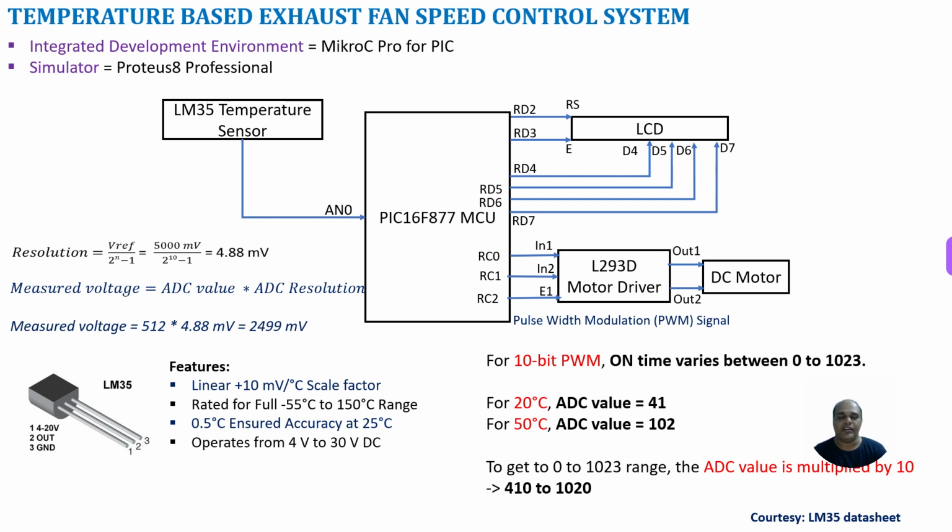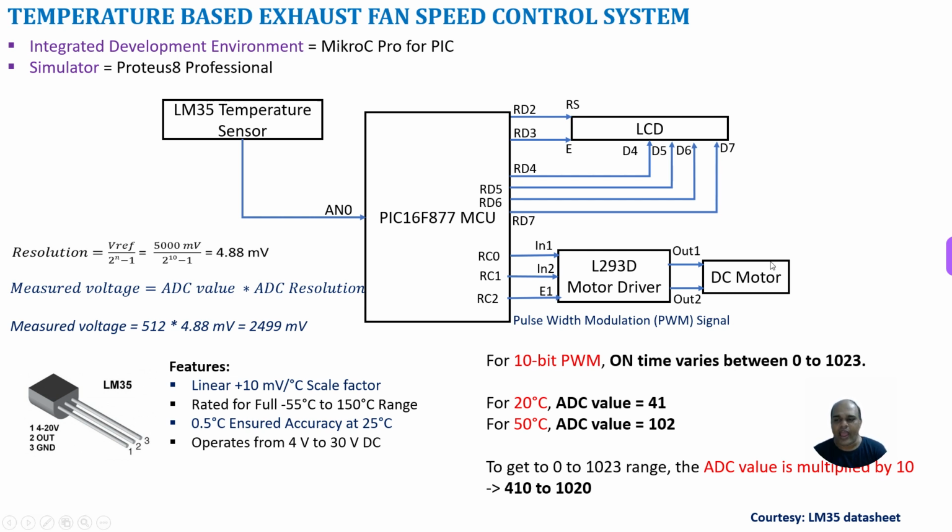So this is done based upon the temperature value. If the temperature is low, at that time we operate the fan at low speed. When the temperature is high, we operate the fan at high speed. So by measuring the temperature, I can vary the speed of a DC motor.